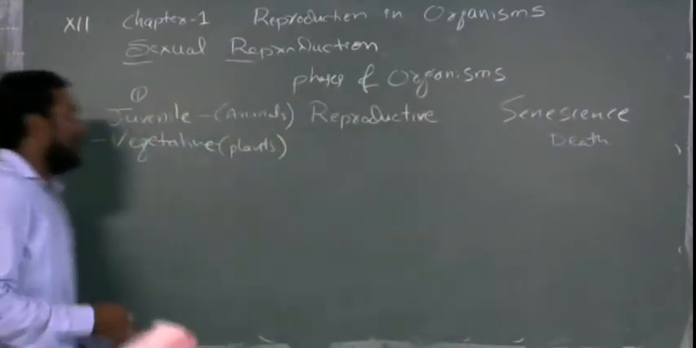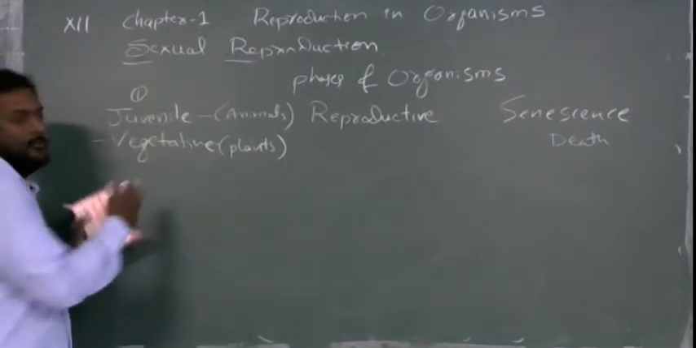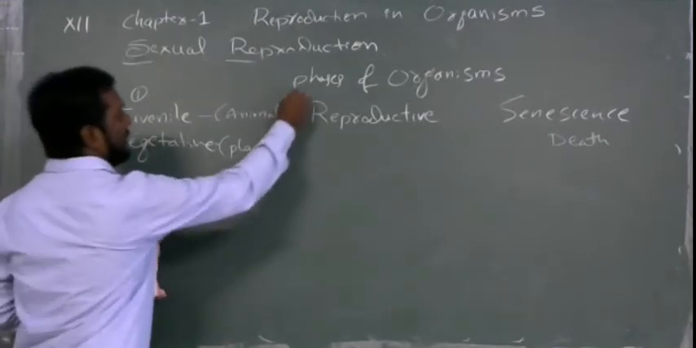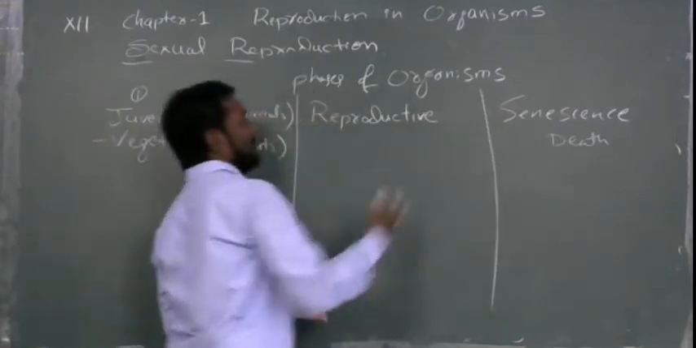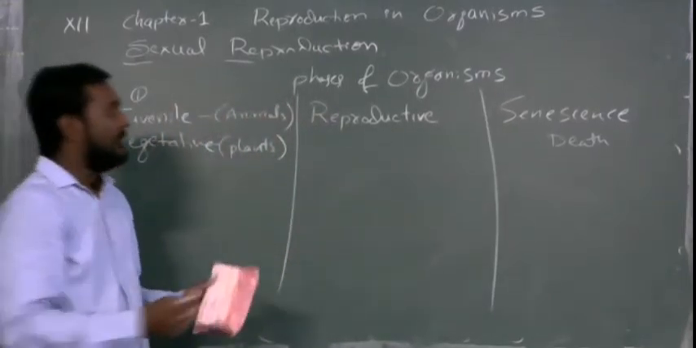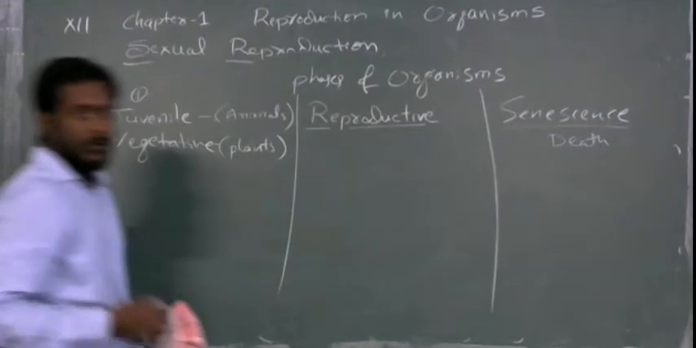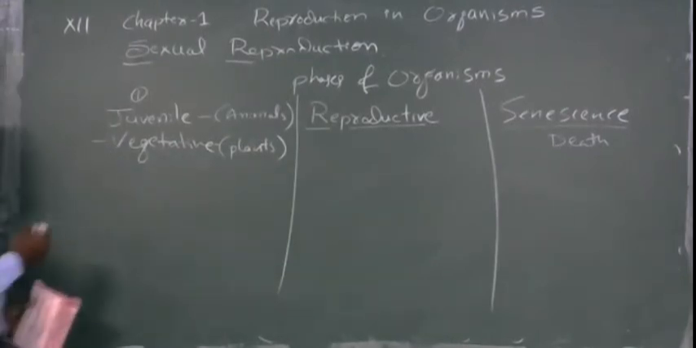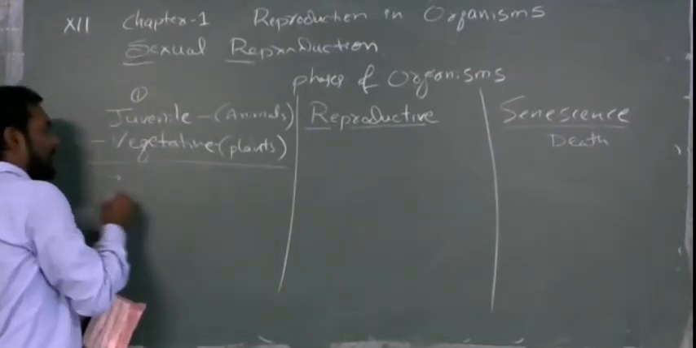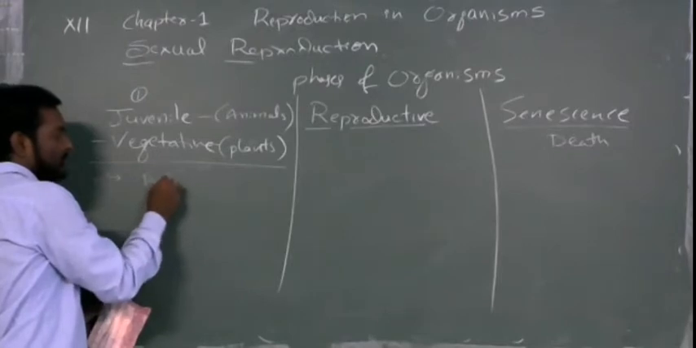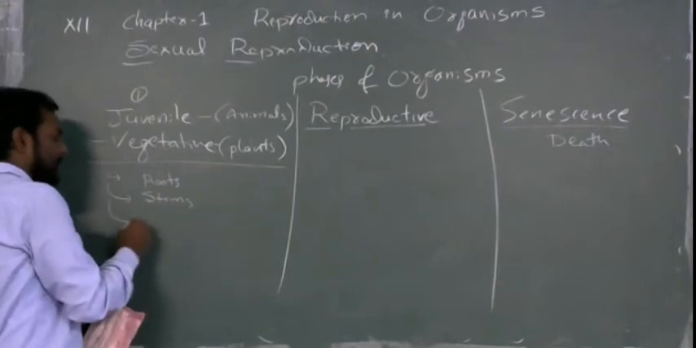Clear? Now, if you go for the juvenile phase, every organism has to cross these three phases. The early age to maturity is called the juvenile phase, and at maturity, the reproductive phase, which has the capability to survive better and to produce more offspring, and the last phase is the senescence phase. Now, especially if you see the plants, in the juvenile phase, the plants will gain the roots, then they will gain the stems, then they will gain the leaves.